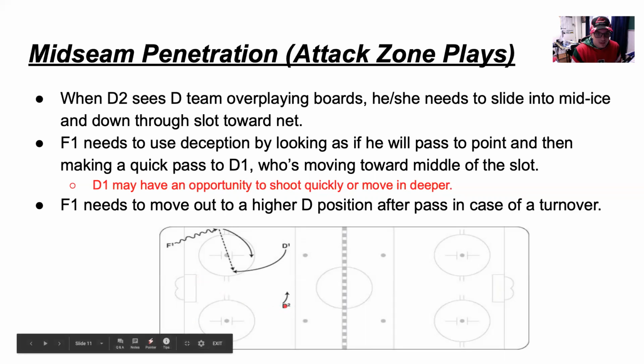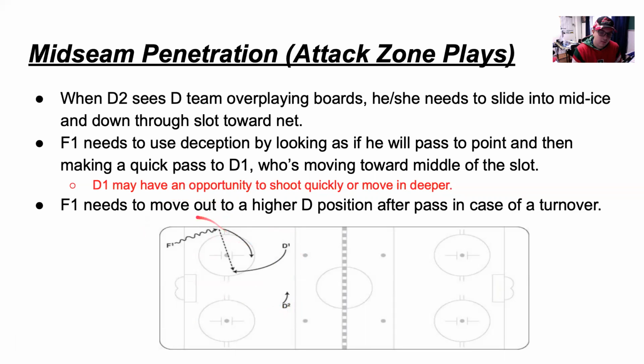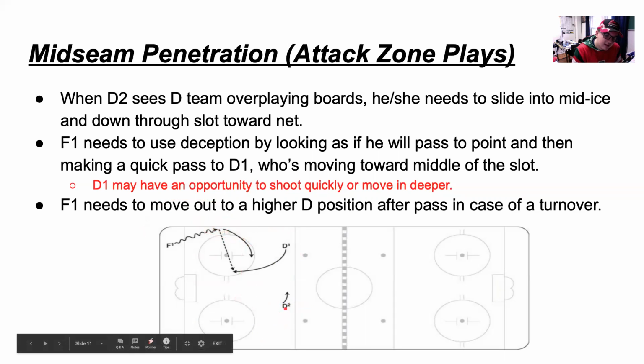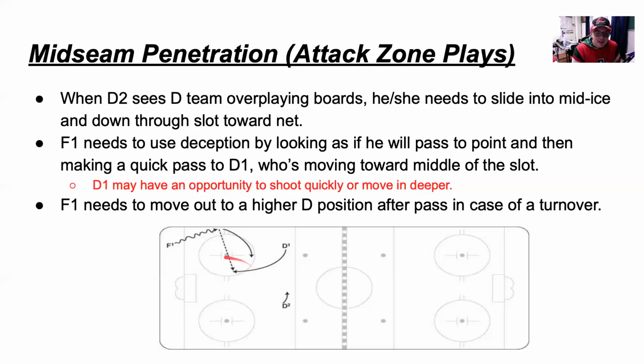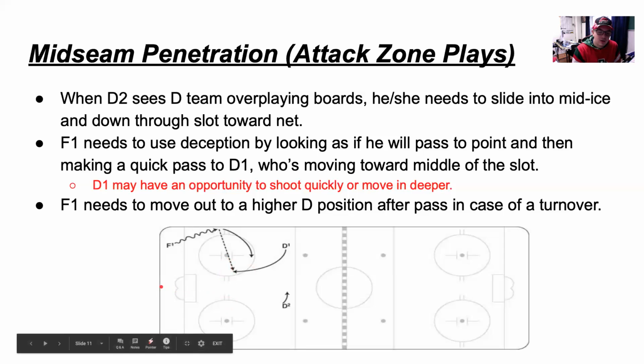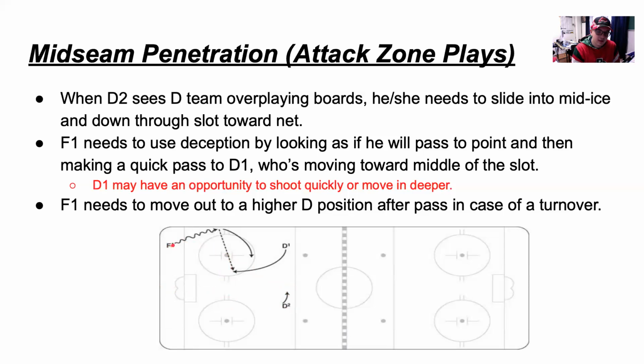So when D1 sees the D team overplaying the board, so they could be over here, they're chasing, they shouldn't be all together. They shouldn't have all their players. They should have a couple over there. It just depends how many players we have over there. If D2 sees that this space opens up, he or she can move down low. That way that puck comes out here, he or she could get a quick shot. Now, if not, D2 needs to stay where he or she is. So F1 is going to use the deception, so the fake look pass.